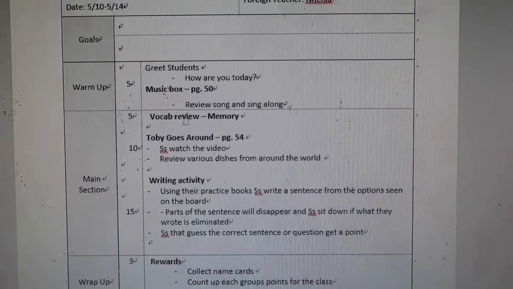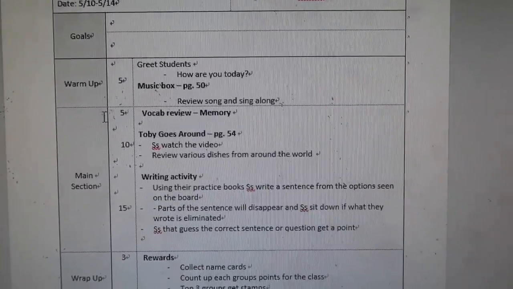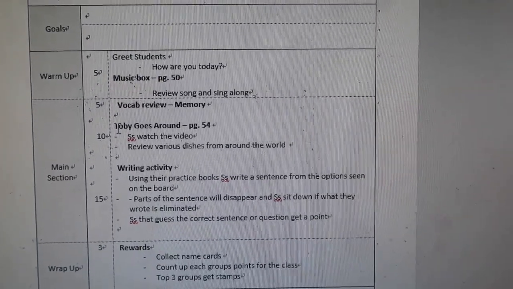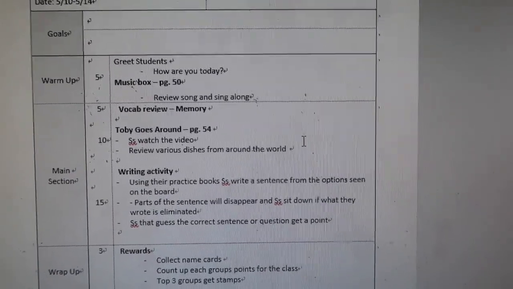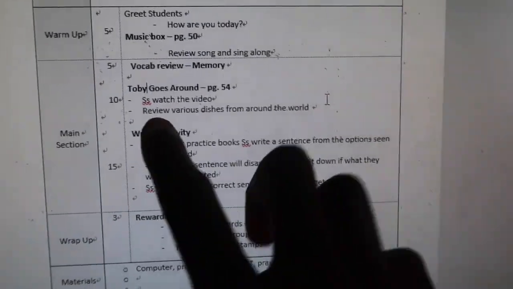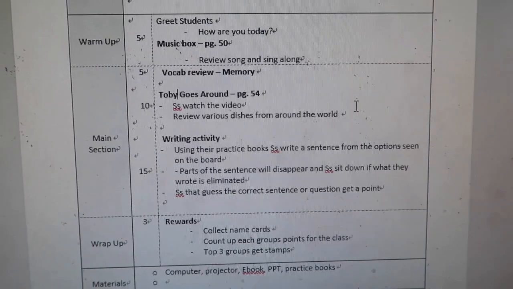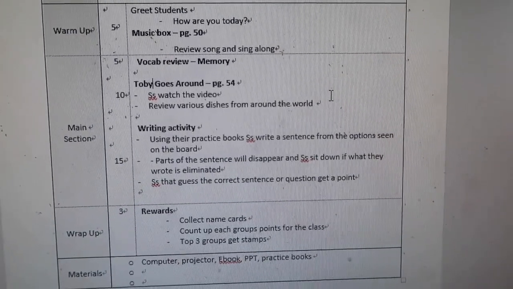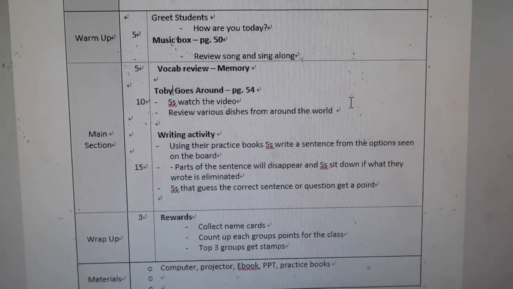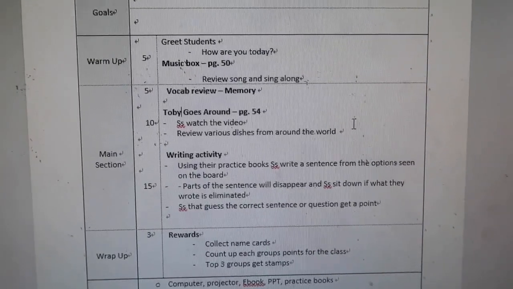I've indicated here that we will do a quick vocabulary review. They know it at this point, so this should literally only take a few minutes. We'll then go ahead and do Toby Goes Around. That's the cultural lesson that I was referring to earlier. And then we will just focus on our goal for the week, which is the writing practice. So this is where students have to be able to answer the questions and complete sentences, but instead of verbally saying the answer, they need to be able to write it out in a neat, correct sentence.